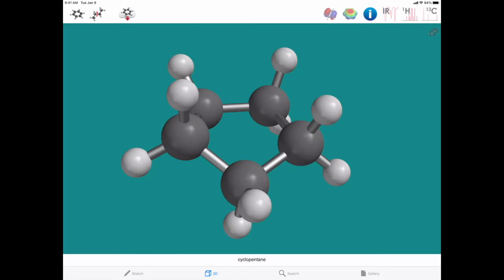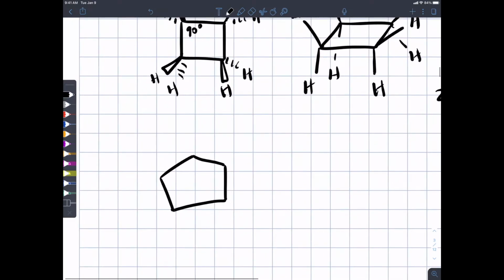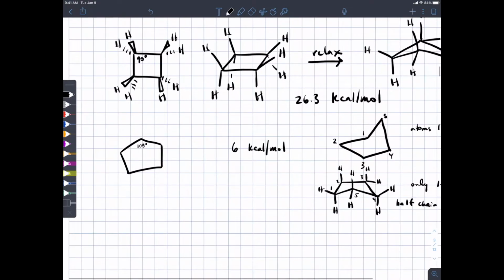The strain energy for cyclopentane is a whole lot less than for cyclobutane. The bond angles, you can do the math, I forget what the equation is, but even if this 5-membered ring were perfectly flat, I think the internal angle would be something like 108 degrees. So it's not that bad. And overall angle strain for cyclopentane is about 6 kilocalories per mole.